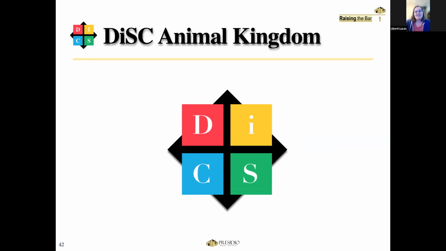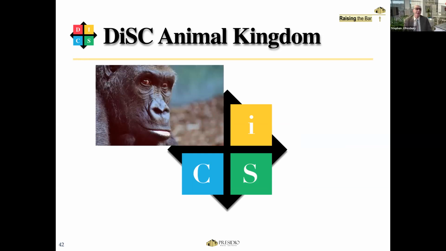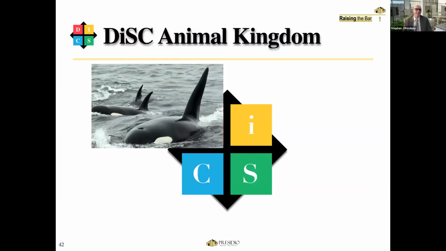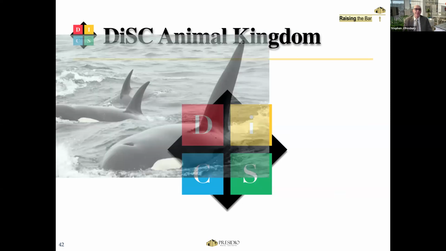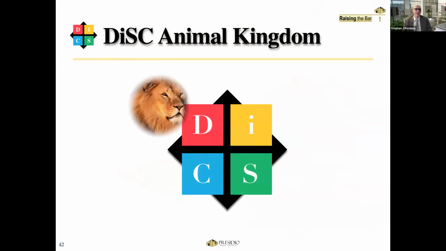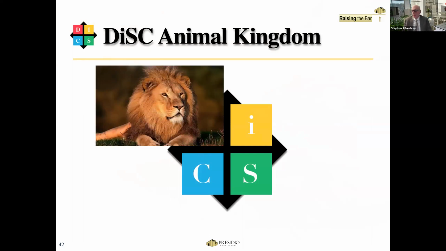Okay, let's see how we are. There's your gorilla. Good job. Well, you're pretty close on that. That's the killer whale. There's the golden eagle. And there's the number one, which is the lion. Good job, Liberty. You got that one. Full marks on that one. They get harder, these do, you know.